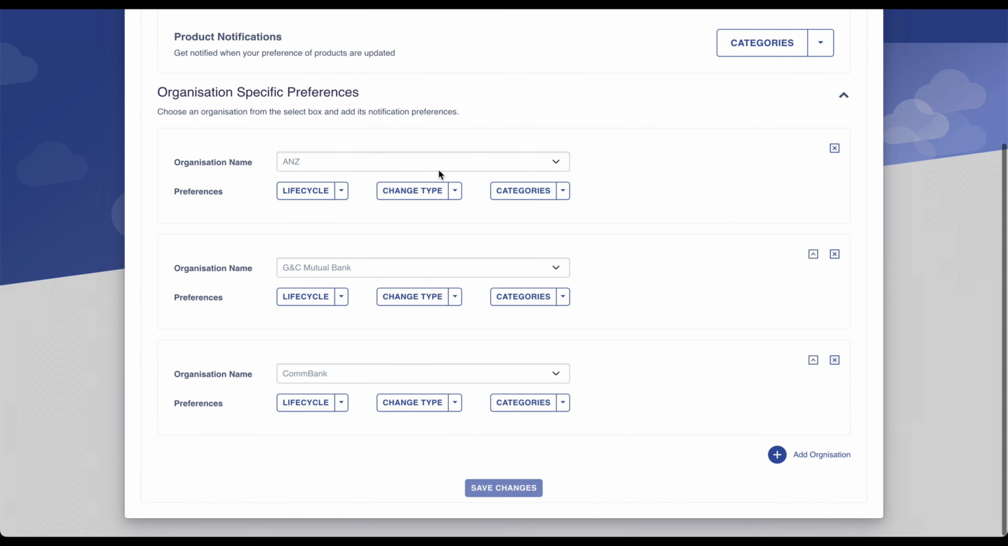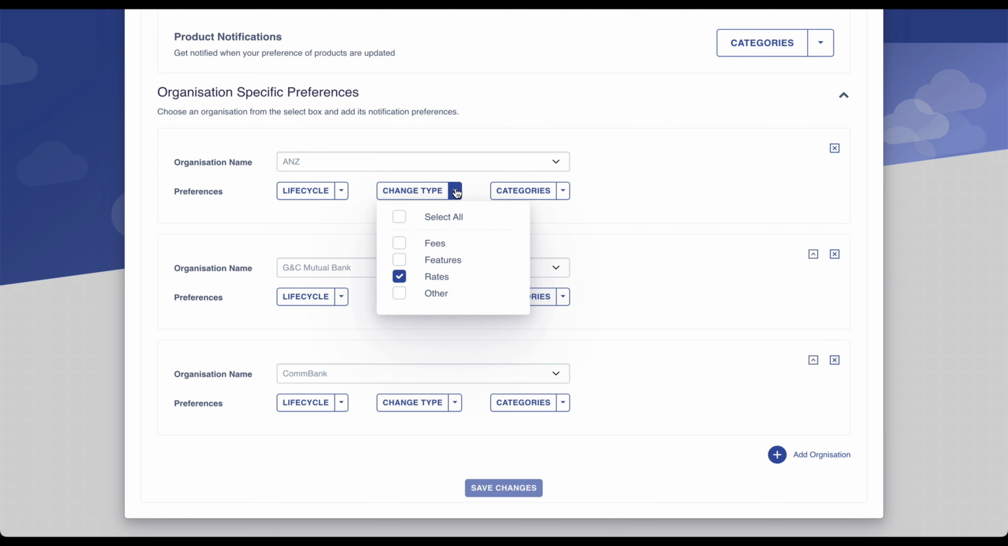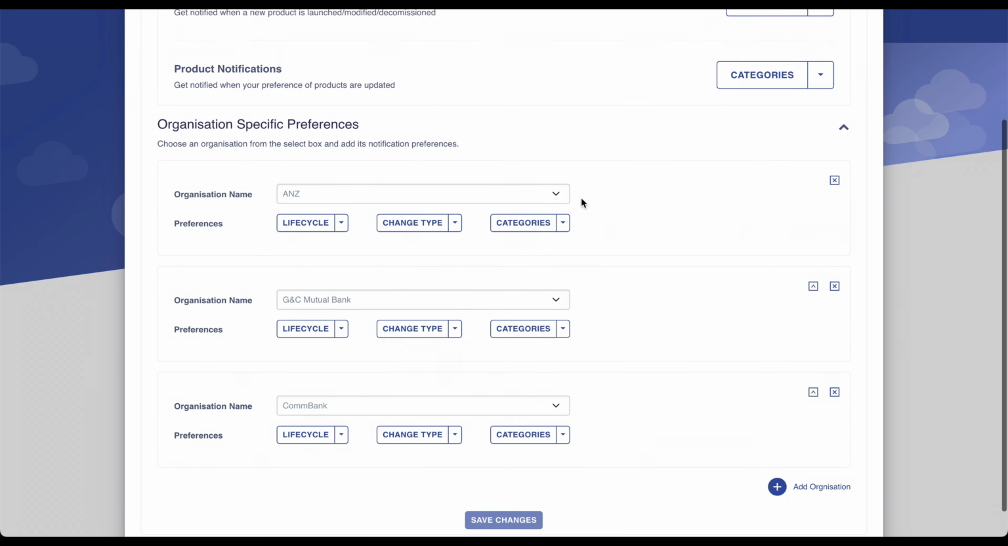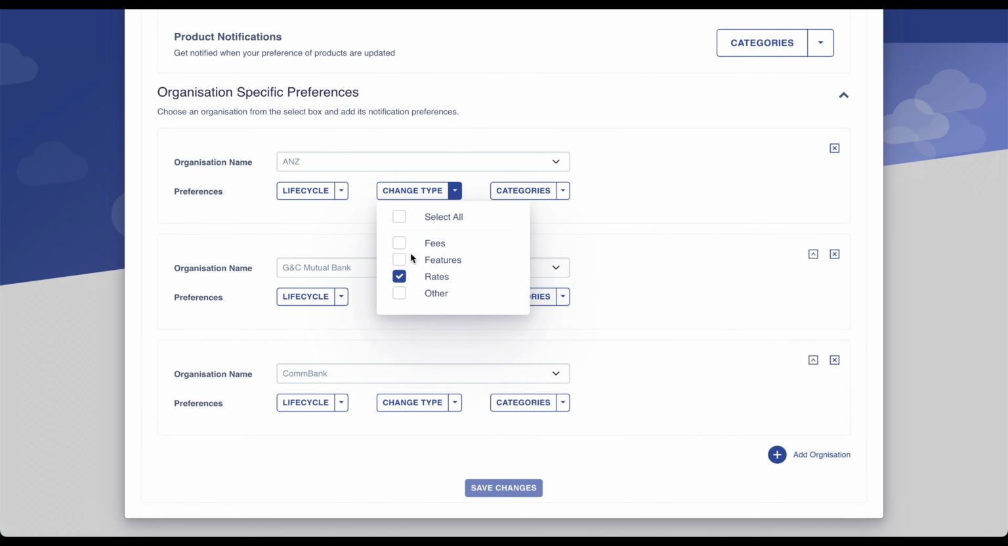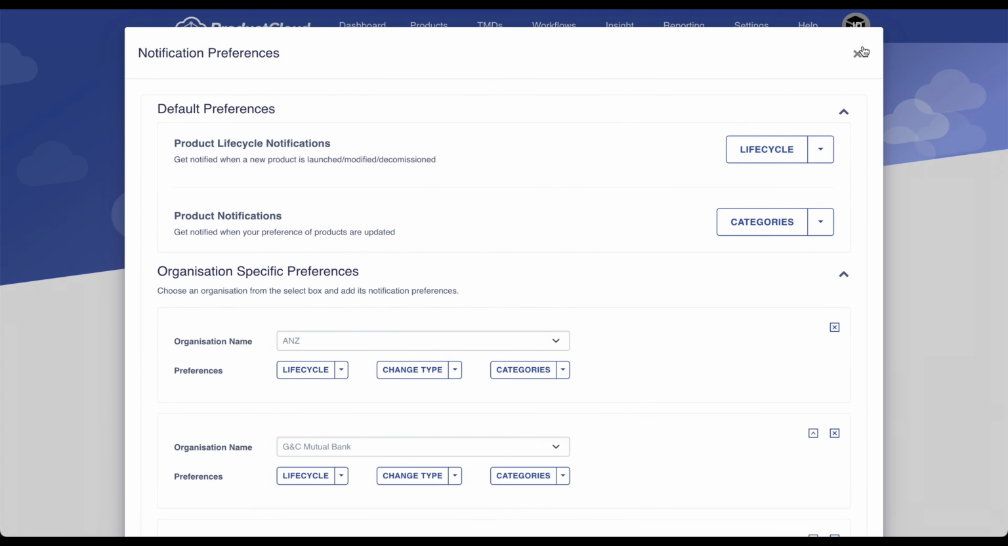Alright, I've got my notifications set up so that when ANZ, GNC Mutual or CommBank adjust their rates for their residential mortgages, it will let me know. I can configure it to give me updates for any organisation that I'd like to, and it can be for any category of product. It doesn't have to be rates, it can be features or fees, but rates are a pretty interesting one to keep track of like that.